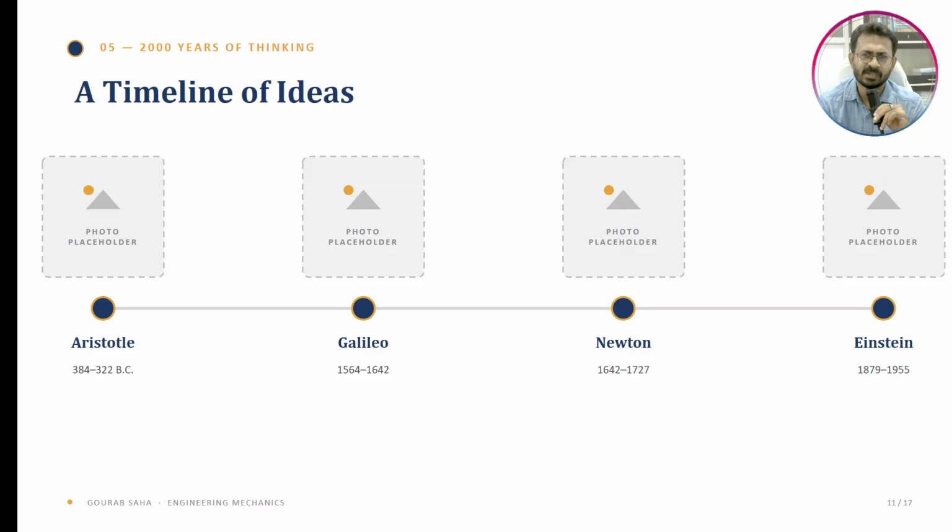Now, let's move ahead on the timeline. I put in the photos, but somehow they are not appearing. But anyway, I'll go ahead with the timeline that I made. If you check the timeline, first we talk about Aristotle. Check the timeline. It's 384 BC to 322 BC. That was the timeline when Aristotle came. So we know different theories of Aristotle, right? You have heard the names many times.